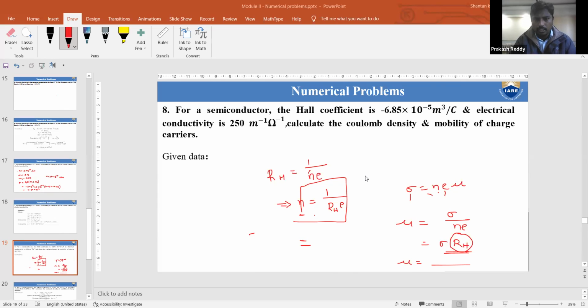49 also got the same answer for the charge density, or number of electrons. So what about the mobility, 49? It takes only 2 minutes to solve. If you have a calculator with you, it takes only 1 minute to solve. But no one is trying. Roll number 8, 49.